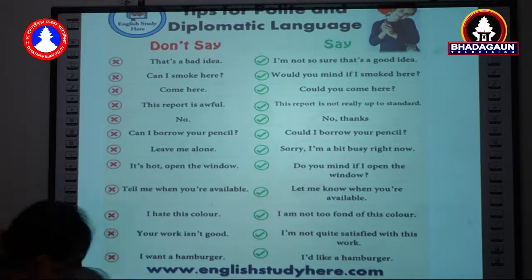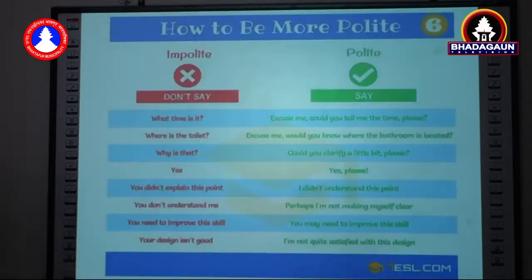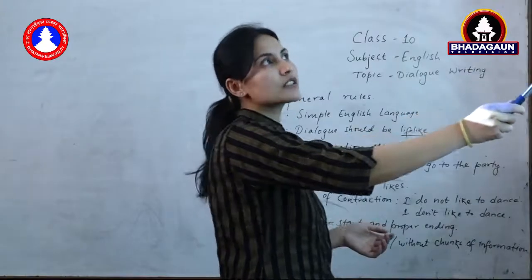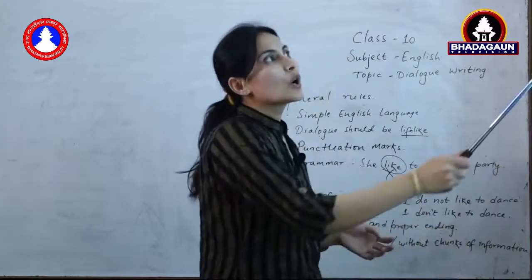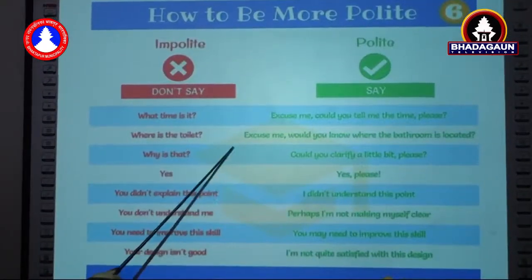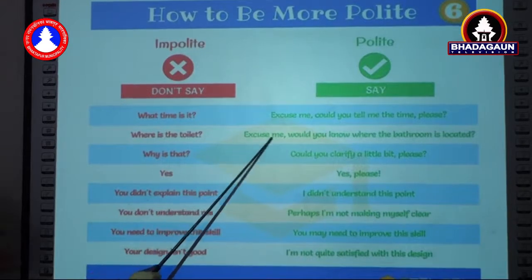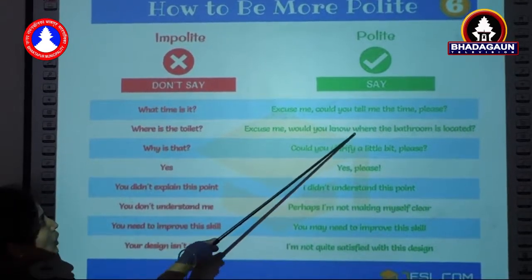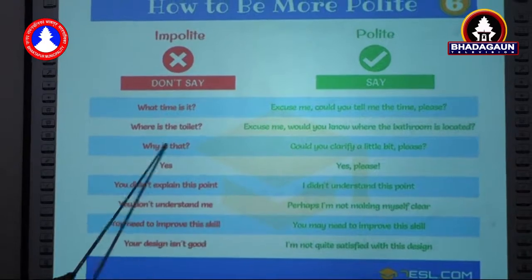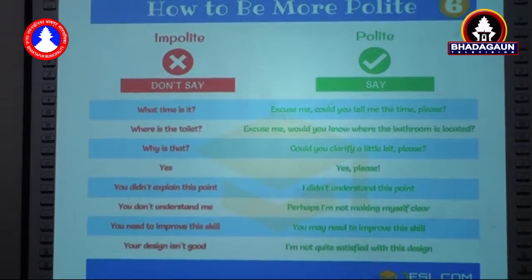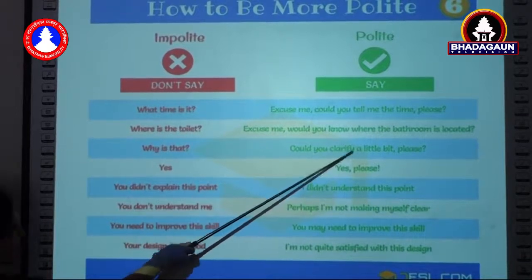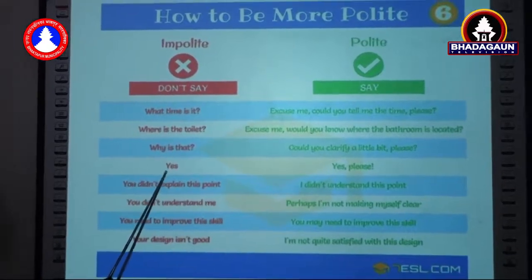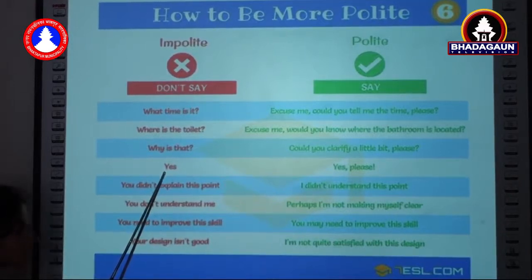Okay, I have another example too. Here is all about how to be more polite. "What time is it?" Instead of asking this, you can say "Excuse me, could you tell me the time please?" "Where is the toilet?" Instead, say "Excuse me, would you know where the bathroom is located?" "Why is that?" Instead of saying it rudely, you can go with "Could you clarify a little bit please?" Likewise, instead of saying "yes", say "yes please."